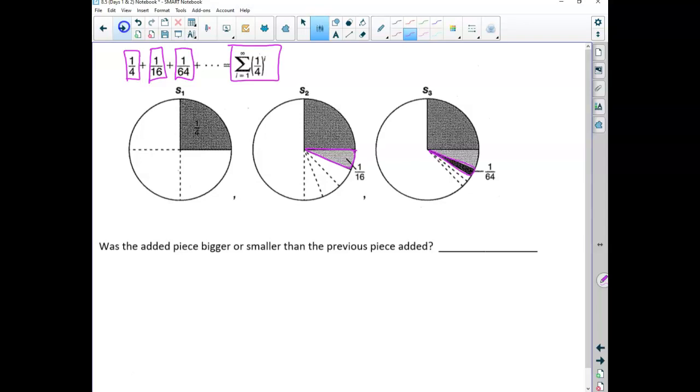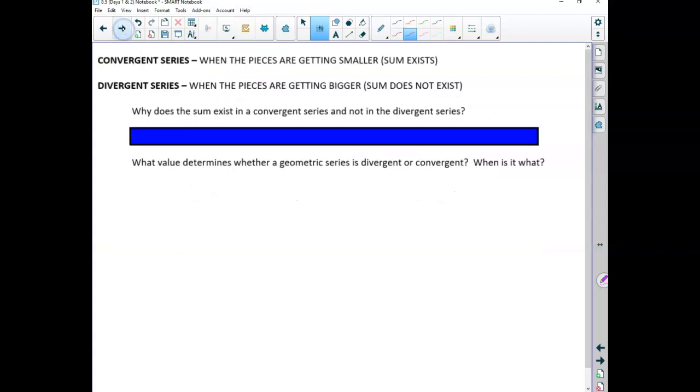Well, do you want to be the first person or the third person, or the 10th person down the road getting your piece of pie? Well, I want to be right here, because as these pieces are cut, they're getting smaller and smaller and smaller, right? So the added piece is getting smaller, which is kind of odd. You've got to have a good pie cutter for that.